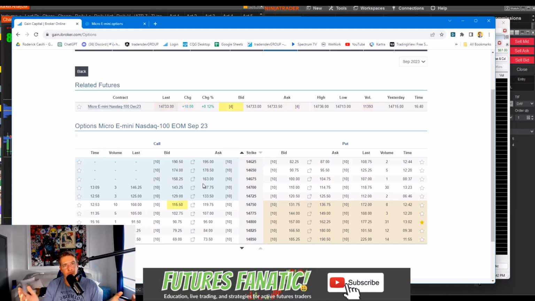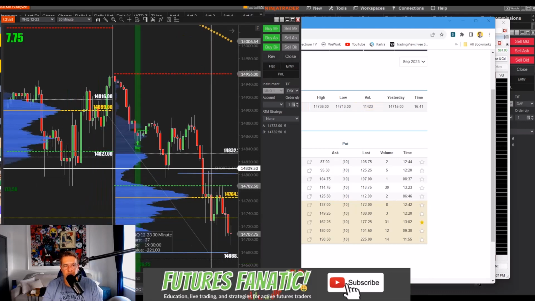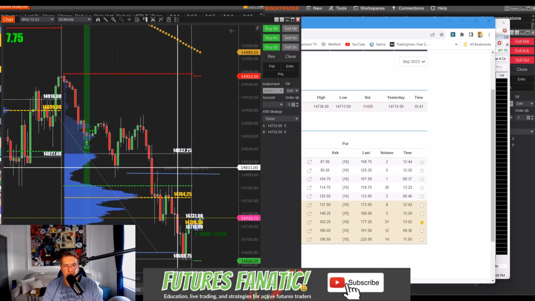And if I don't get the direction right, here's the next thing that's cool about this: it's assignable. So again, I'm short. Let me just write this in here so we can see it on the screen: short 2 of the 14,800 puts. And I believe it's like a 9/29 expiration. I could be wrong, but something like that. All right, so that's my position right there.